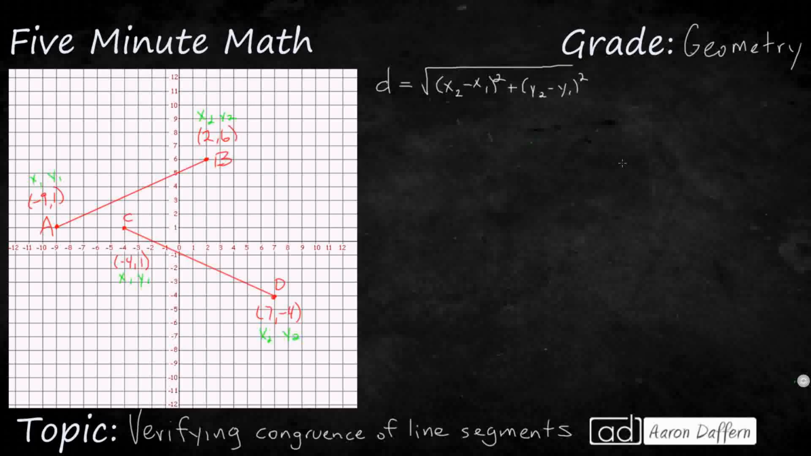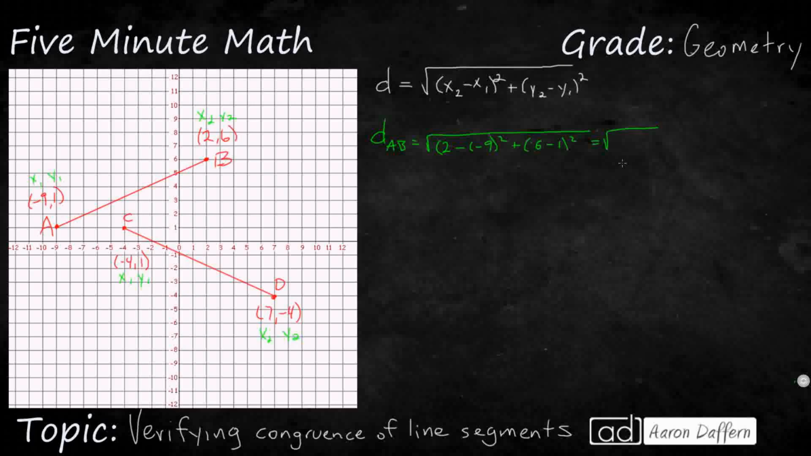So now I've got two lines, AB and CD, and they're diagonal. And so they kind of look like they're congruent, but let's use the distance formula to verify. So let's first start looking for the distance of AB. We've already got our x sub 2's and our y sub 2's and all of that already labeled. So our x's is going to be, let's see, we've got a 2 minus negative 9, all of that squared, plus our y's, 6 minus 1 squared.